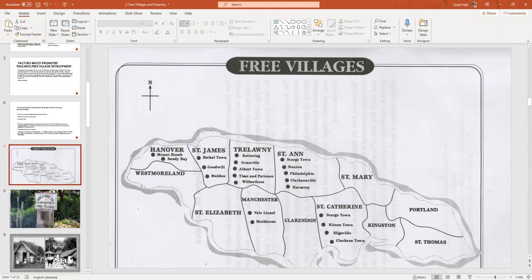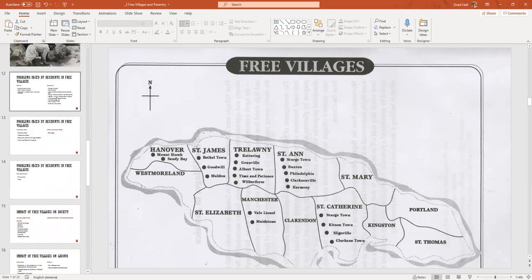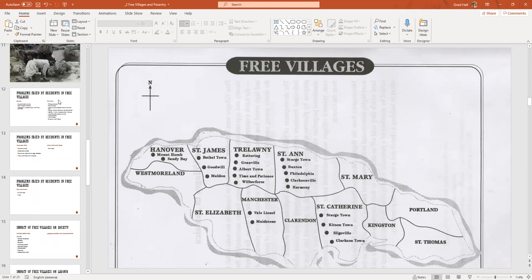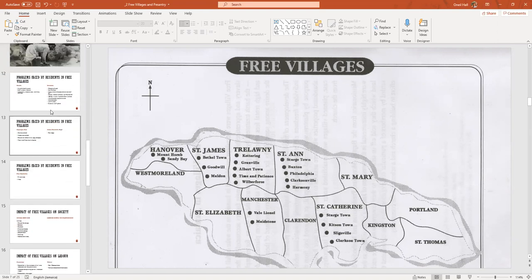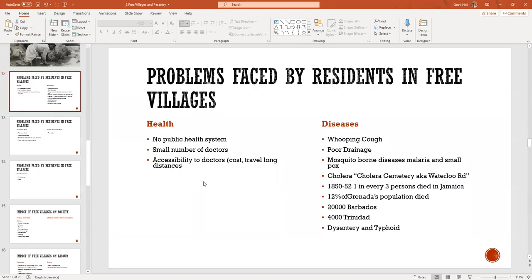For health, Kingston and St. Catherine, once you leave St. Catherine and all over this part, problem. You have to go to Kingston, to KPH. Right? So the first issue that we're looking at was health issues. No public health system, really. They had a small number of doctors, and they had to travel very long distances to get health care.